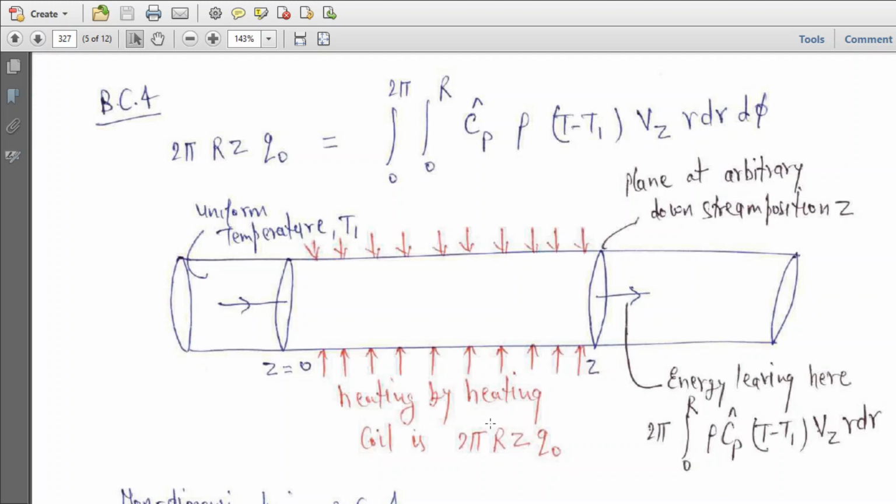So you are getting this much energy in: 2π R z Q₀. This much energy is taken by the fluid, ρ Cp (T minus T1) Vz 2π r dr, and this much energy would leave from here. The leaving energy is the same as whatever is gained. So this is what is given here as an integral boundary condition.